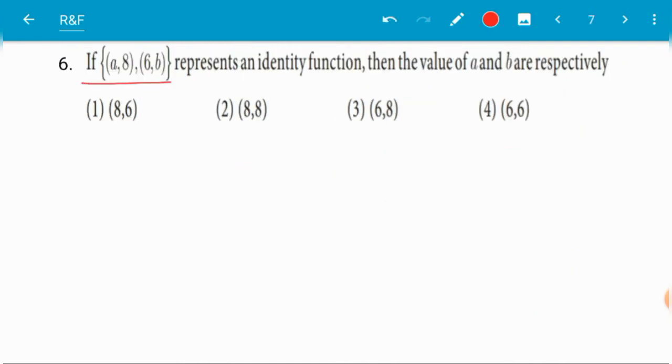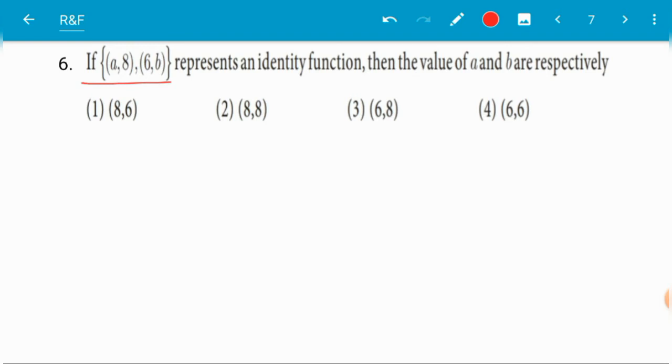If a relation {(a, 8), (6, b)} represents an identity function, then what are the values of a and b respectively? Option 1, option 2, option 3, option 4. Four options are given. Answer this one. If you are able to answer, then please comment.